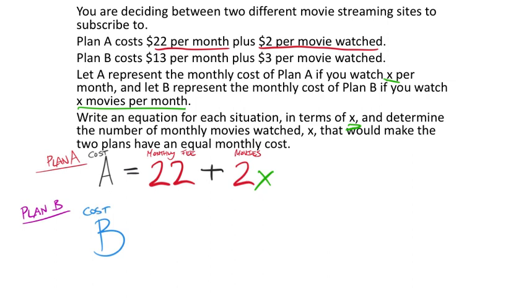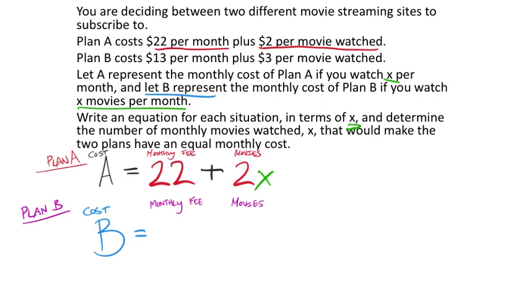I said that right here. Let B represent the monthly cost. Okay, so that's the overall cost that we're going to pay for the month. Okay, so what would this equal? Well, you have the same two fees, or same two parts to your cost. You got some kind of monthly fee. And then you're going to pay something for watching the movies.